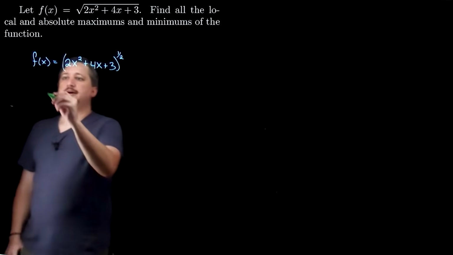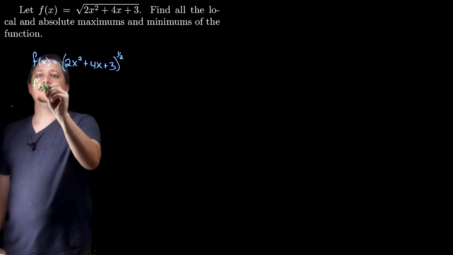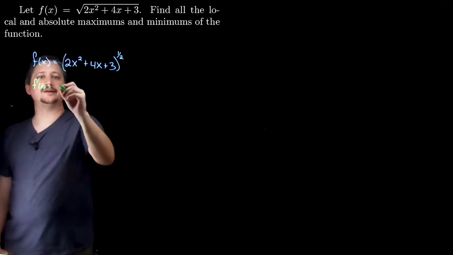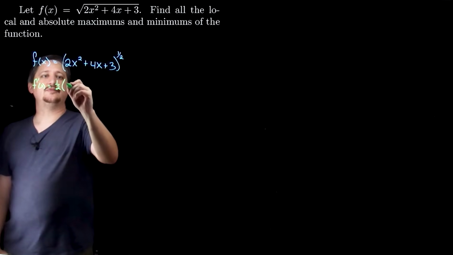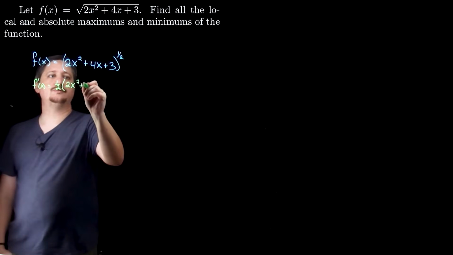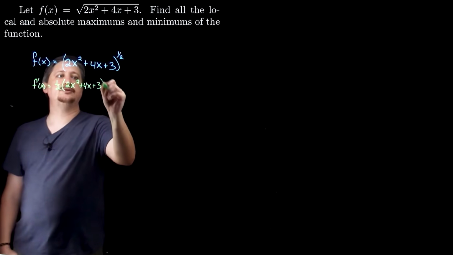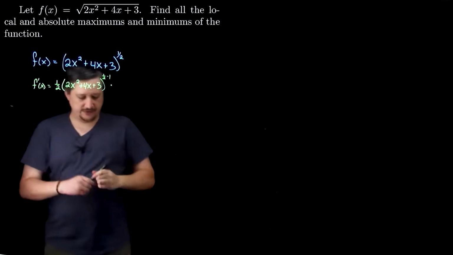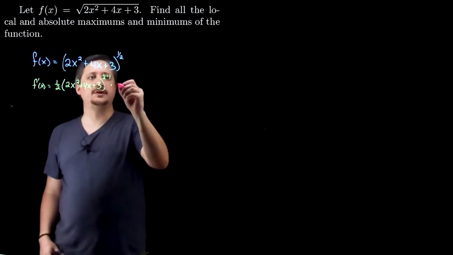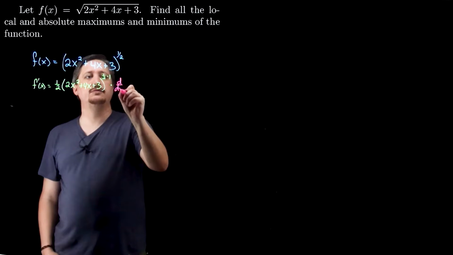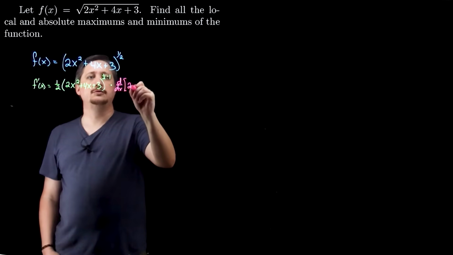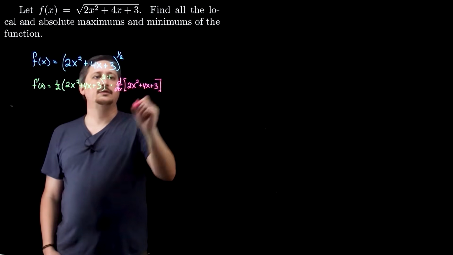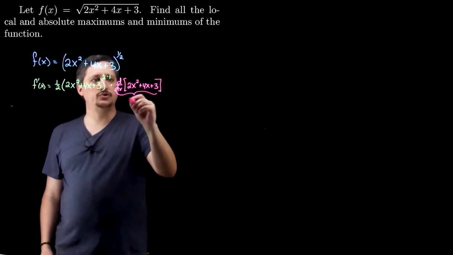So then when I calculate f prime, that's going to be, using that rule, bringing down the 1/2 times that inside, 2x squared plus 4x plus 3 to the 1/2 minus 1, times, and then the chain rule, right, tells me I want to do the derivative of 2x squared plus 4x plus 3. And to be clear, this is the chain rule.